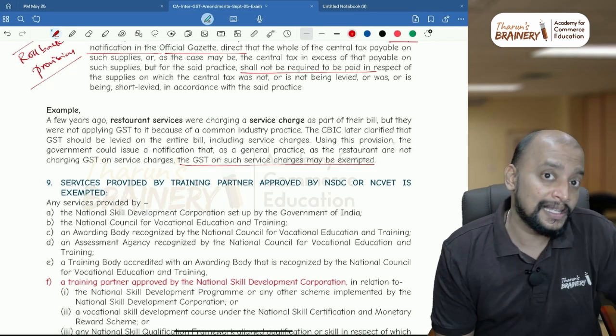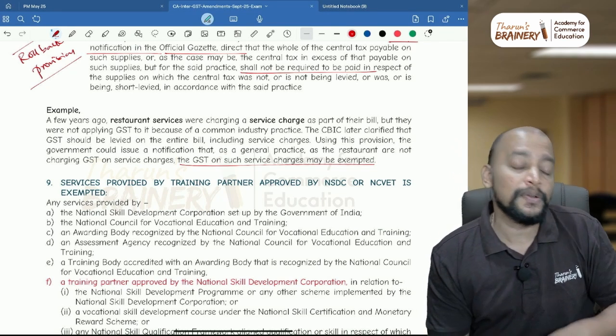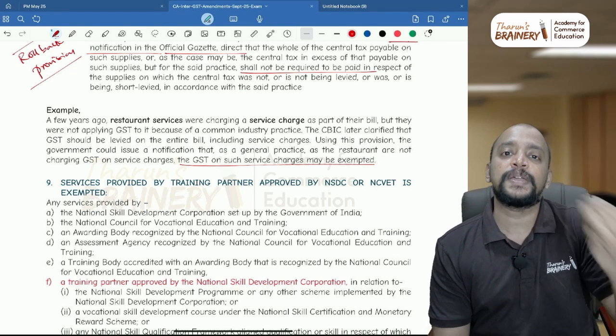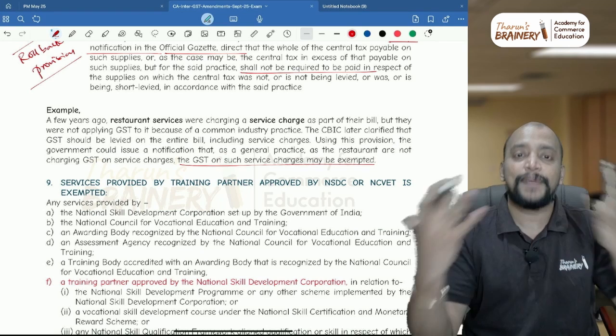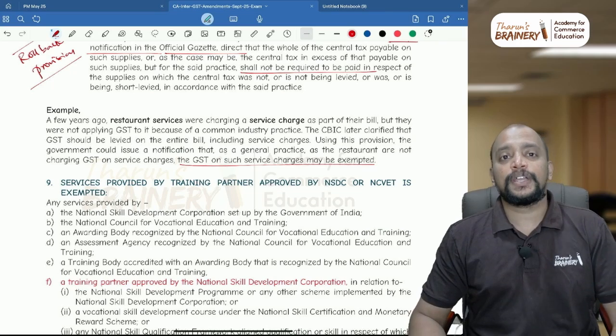Previously that power was not there, which means they needed to wait again for the GST council meeting and parliament approval. But now in this case the government can suo motu, on its own, based on the people's request in general practice. So the public at large should be affected, then in that case they will come out with this notification.